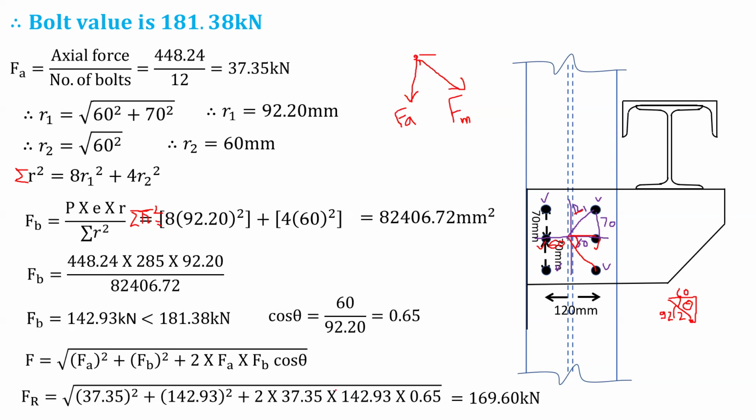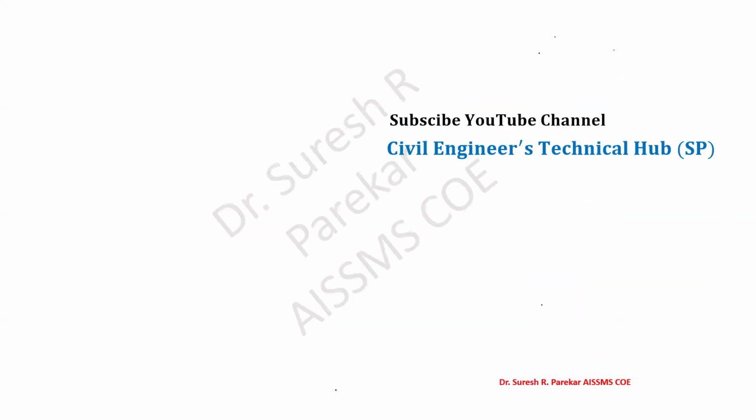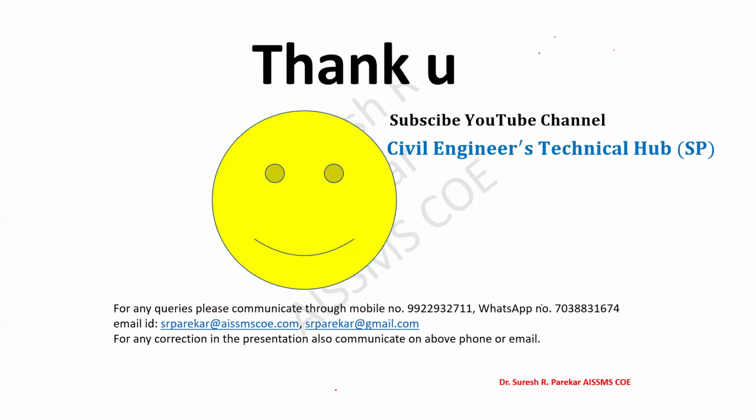And this comes to 169.6 kilonewton, which is less than 181.38 kilonewton. And then we have to provide 12 bolts, 6 on each side, which will satisfy our requirement. So like this, you have to design this bracket. So now we will stop here only. Thank you.